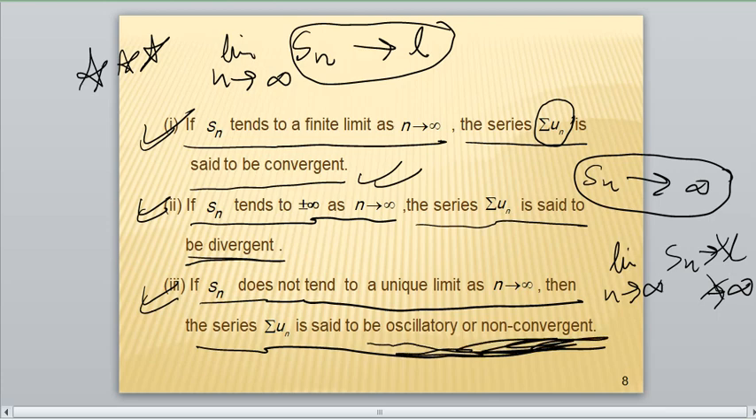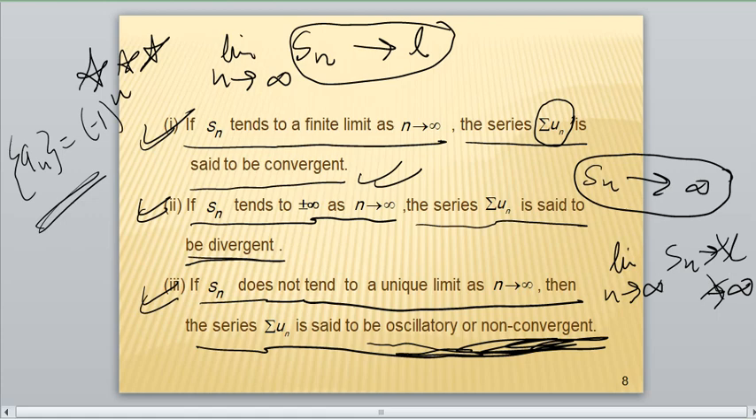Oscillating, how? Like An, I showed you, it's oscillating. You can take a simple example, minus 1 to the power n. So this type of a sequence is oscillating between 2 points.